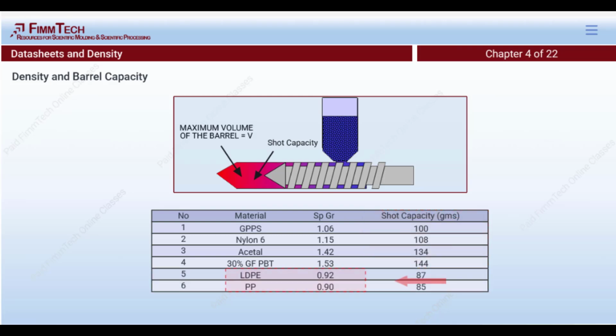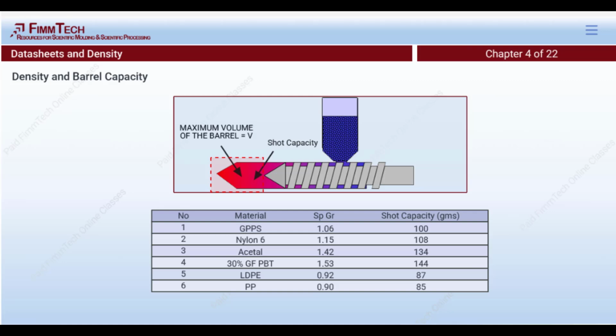Here I'm looking at low density polyethylene and polypropylene, both of which have densities lower than general purpose polystyrene. Because at 1.06 I can hold 100 grams, at 0.92 I can hold only 87 grams, or at 0.9 I can hold only 85 grams. Which means that although the specified shot size for the barrel is 100 grams, one can never mold 100 grams of polyethylenes or polypropylenes in this barrel.